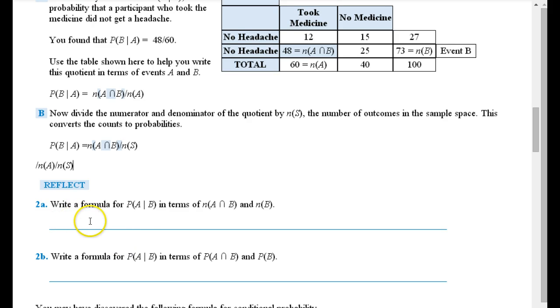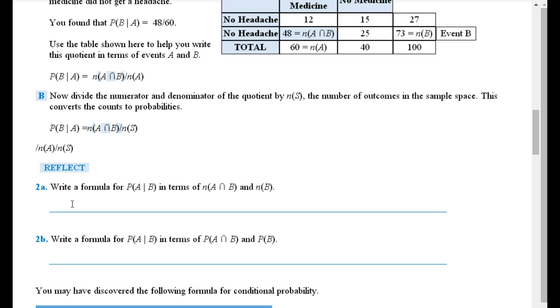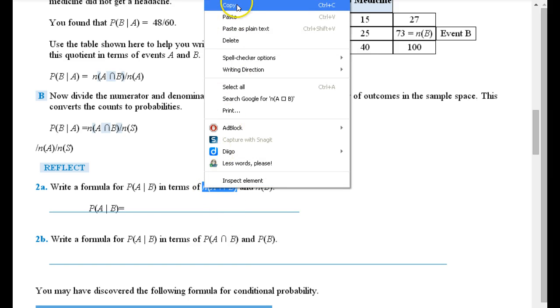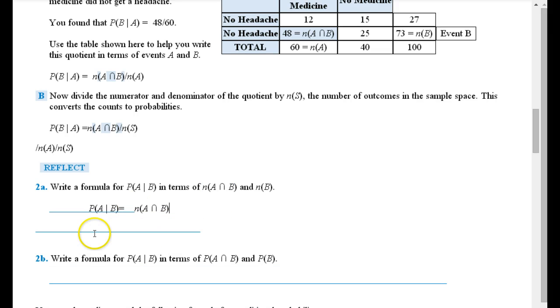So write a formula for the probability of A given B in terms of the number in the intersection and the number in B. So we would say the probability of A given B, I put that down there. I'm going to put it like this because I know I'm going to use up some room. Probability of A given B is equal to the numerator, this, divided by the denominator, which was n of B.